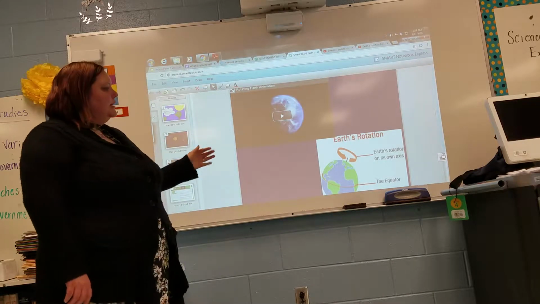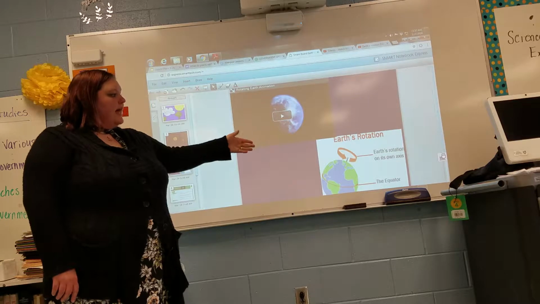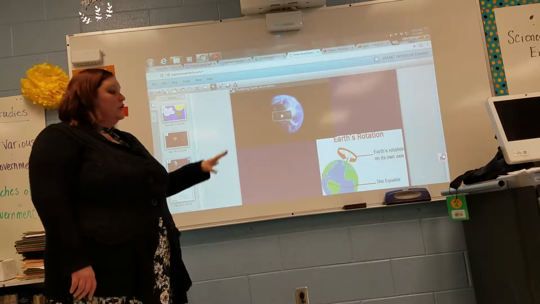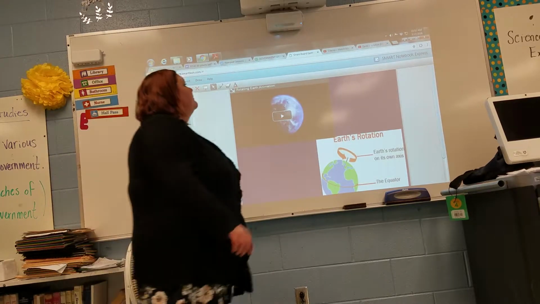This here would introduce Earth's rotation. I have a picture down there. It shows the axis, shows the equator, and you can introduce those types of things, and also the tilt of the Earth.